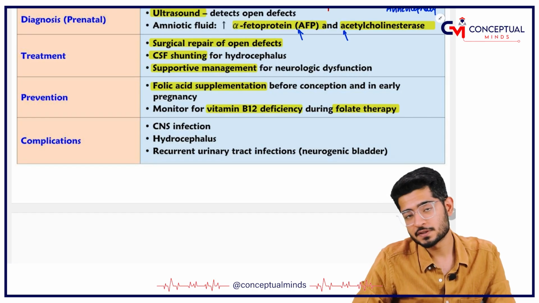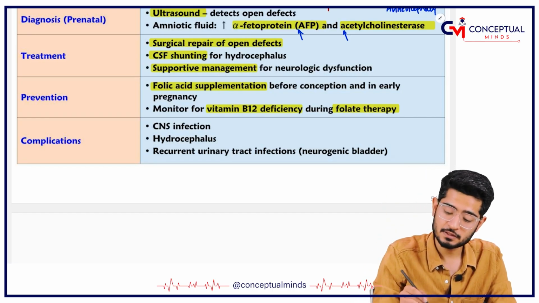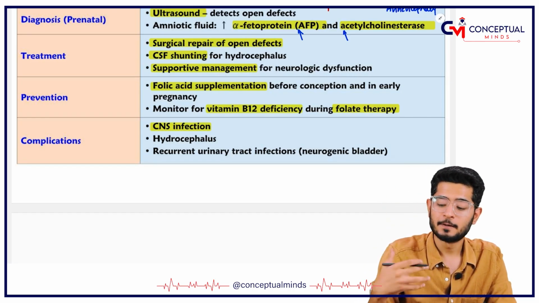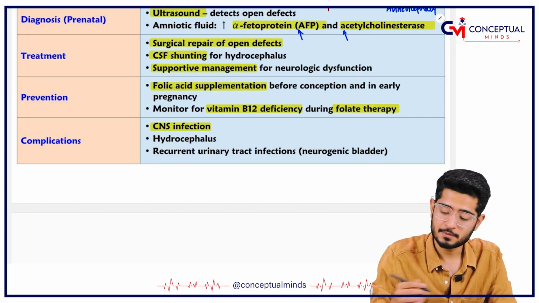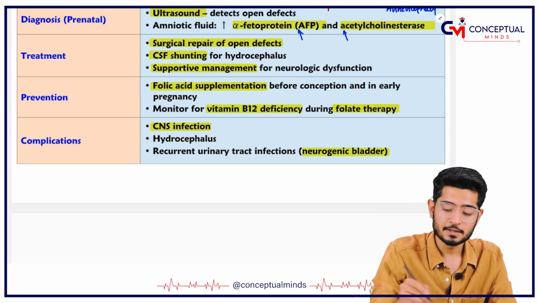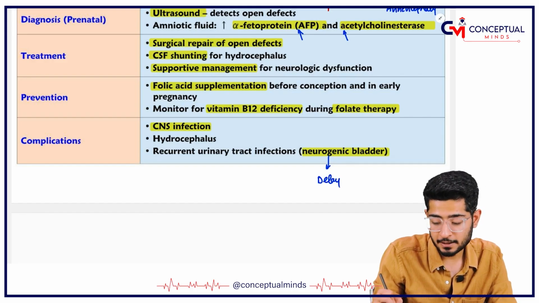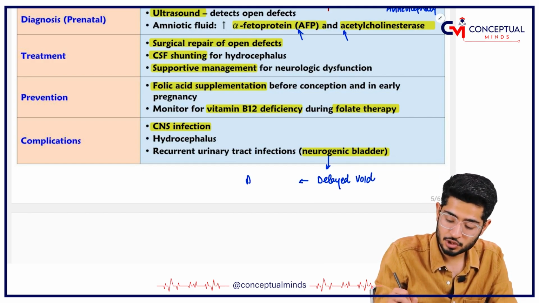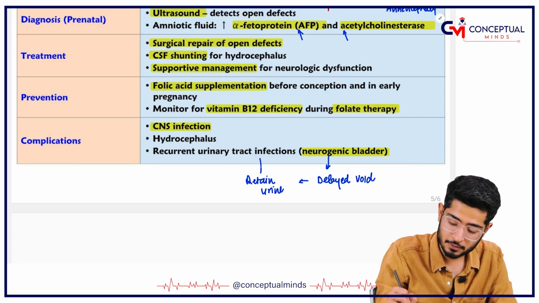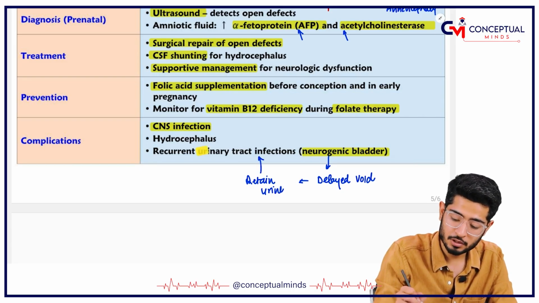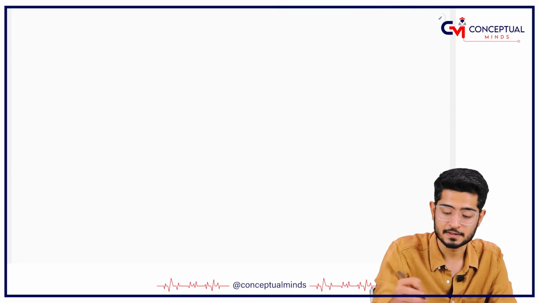The complication is that because there are no meninges, infections are very much seen in these babies, and of course neurogenic bladder, so there will be delayed voiding. Because of delayed voiding, there is going to be retention of urine, and since the urine is retained, it is responsible for causing urinary tract infections as well.